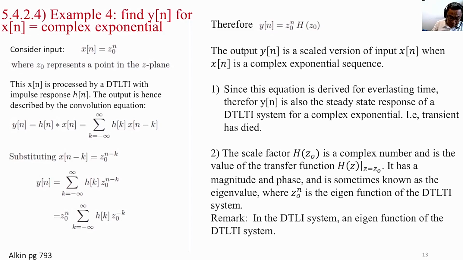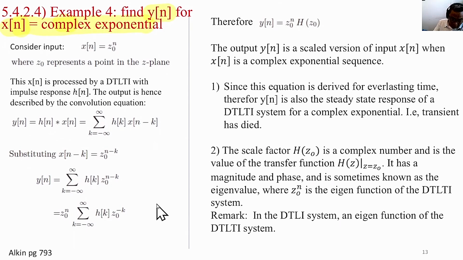Welcome back. This is example 4 of Z-transform. In this example, the input is a complex exponential and we are asked to find y[n]. In particular, the complex exponential exists for all time from -infinity to infinity. So this is different from the previous example where we were considering only causal signals.